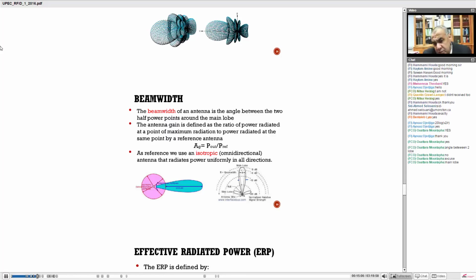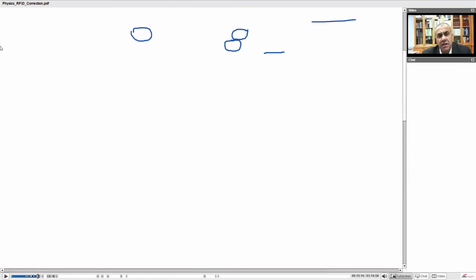So what I'm asking you in the exercise is to show that minus 3 dB from the power here is equivalent to the half of power when we are using amplitude or voltage. Okay, because here is power, so it is minus 3 dB.